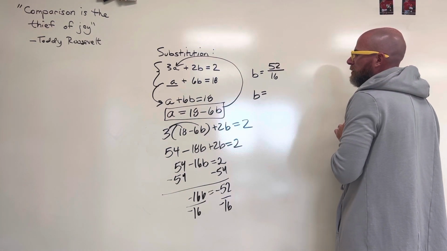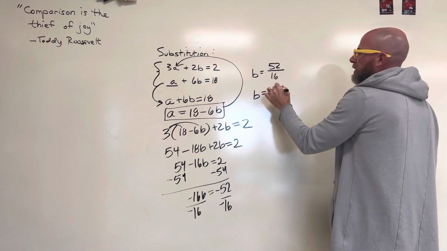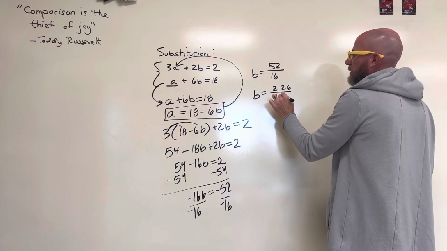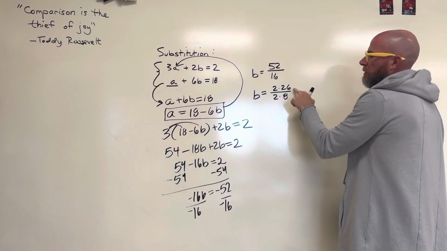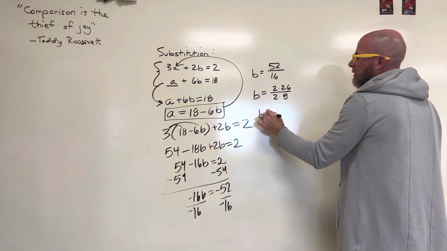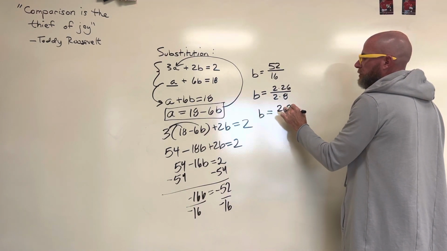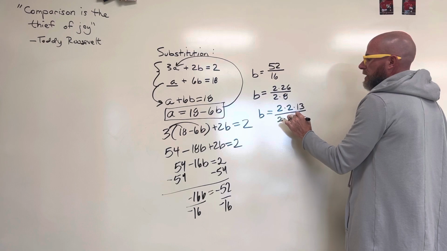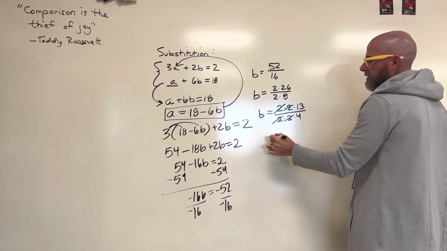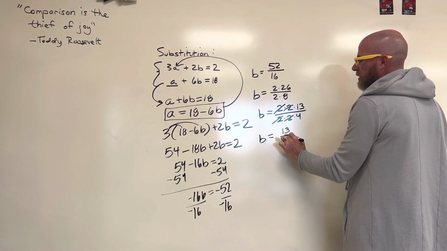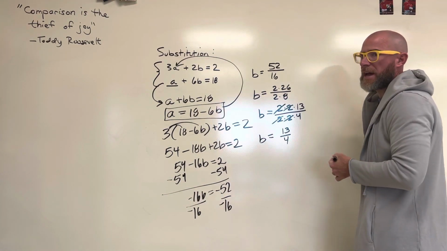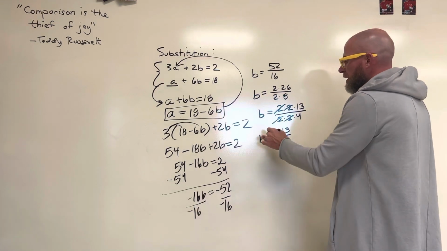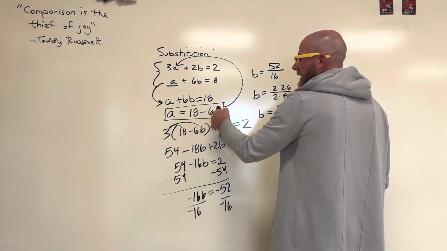So I want to break it down further. 52, that's the same as 2 times 26, right? And 16, we can call that 2 and 8. But as I break this down a little bit more, on top I can make that 2 times 13. And on the bottom, I have 2, and then 8 is 2 times 4. So notice that all those 2's cancel, and I have B equals 13 over 4. I could put that as a decimal if I wanted to, but I don't mind an improper fraction. So I found B. Now I need to plug it back in to solve.